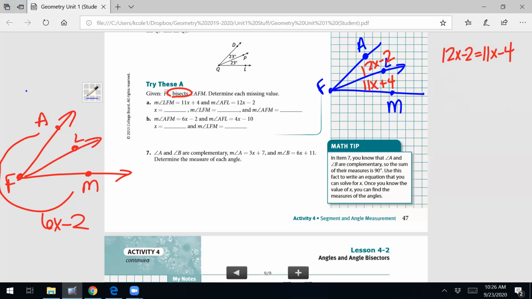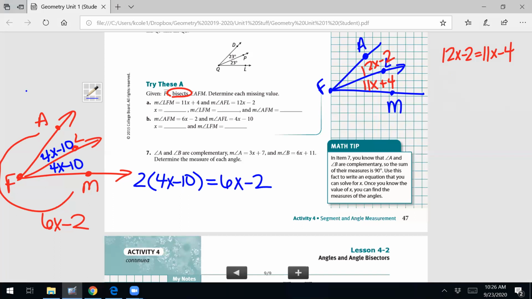So AFL is going to be 4x minus 10. Perfect. So you've got one of those little pieces there. So what you can do is you can just write it twice because you know they're going to be the same. And then you would set it equal to the 6x minus 2. So you've got 4x minus 10 twice because it's been bisected. It's there twice. And it's going to be equal to the 6x minus 2.